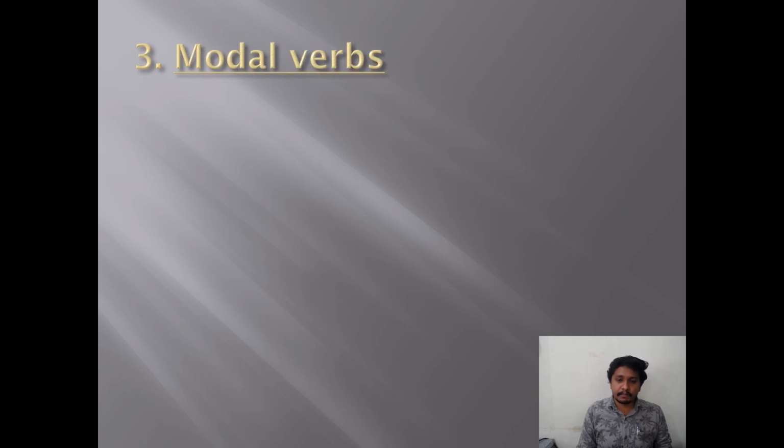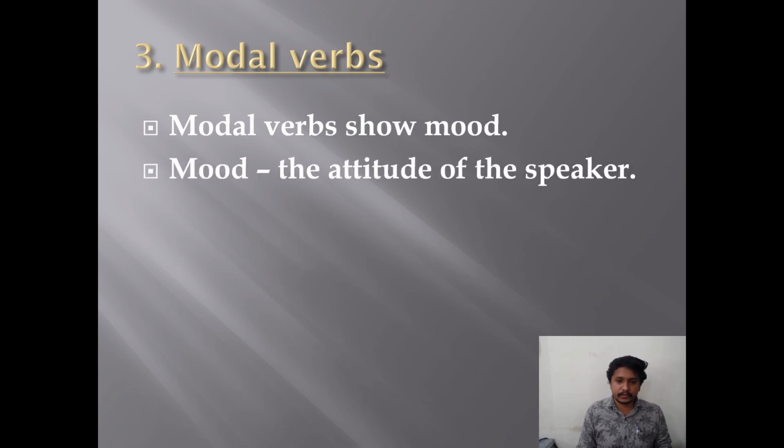Now the third one is modal verbs. Modal verbs show mood, the attitude of the speaker. Many modal verbs are used, and they show the mood. How the attitude of the speaker changes, we can understand through modal verbs. For this we use may, might, can, could, will, would, shall, should, must. All these verbs are used as modal verbs, which show the attitude of the speaker.